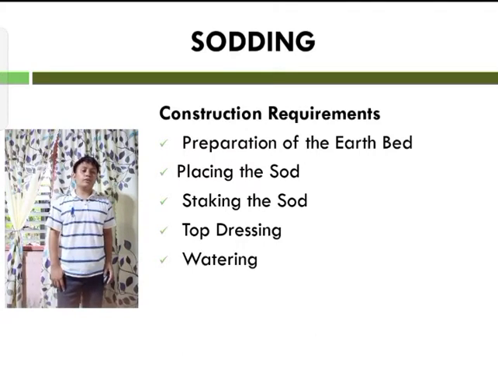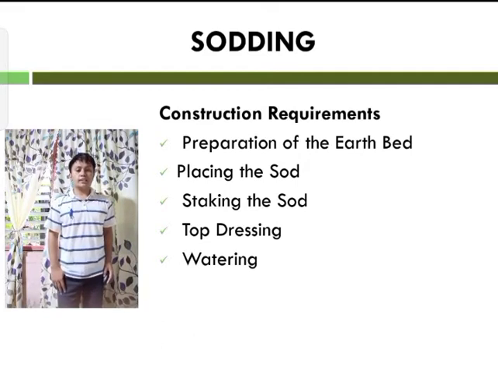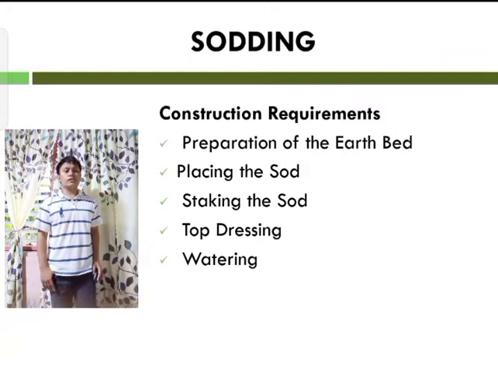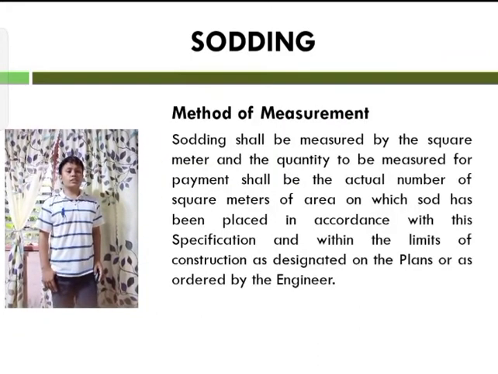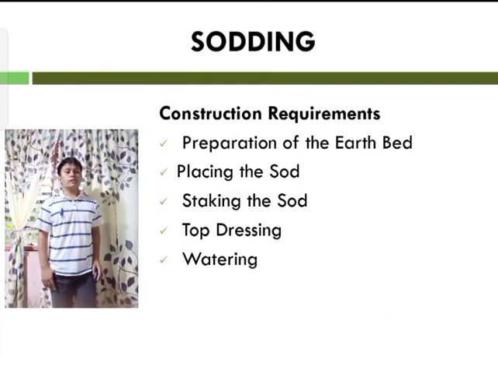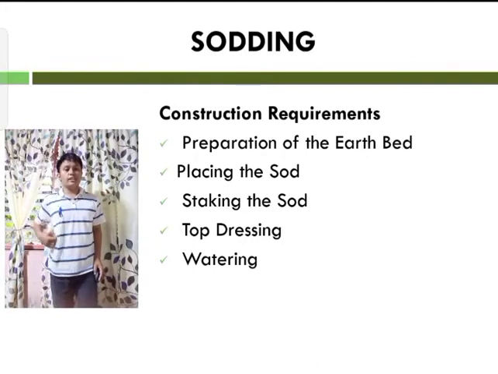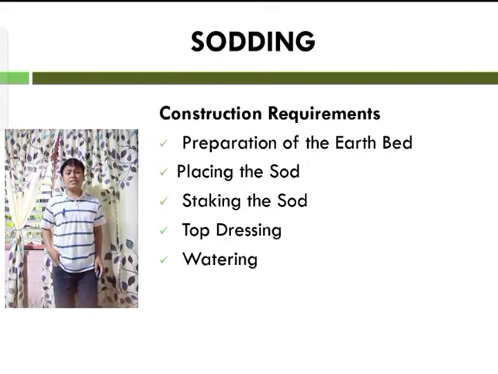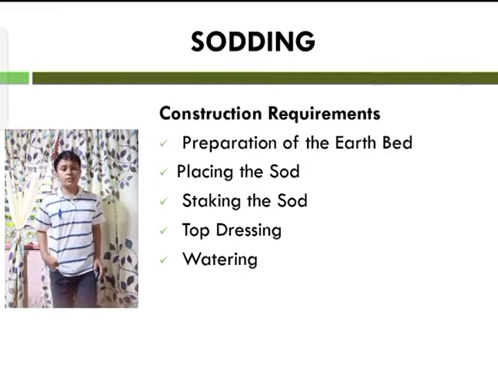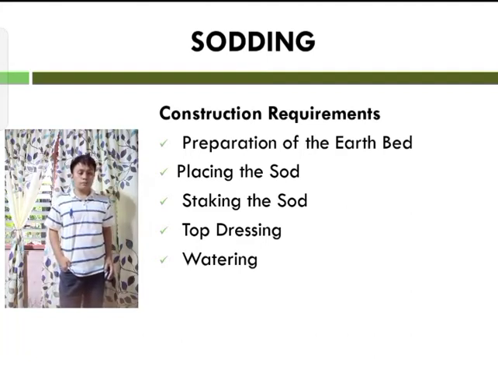So we have here four construction requirements: the preparation of bed, placing the sod, staking the sod, top dressing, and watering. So for preparation of the earth bed, the area to be sodded shall be constructed to the cross section and contour, and the tops and bottoms of the slopes shall be rounded as shown in the typical roadway sections. The areas to be sodded shall be free from stones, roots, or any other undesirable foreign materials. The soil on the area to be sodded shall be loosened and brought to reasonably fine textures to a depth of not less than 30 millimeters by means of equipment or hand methods adapted for the purpose.